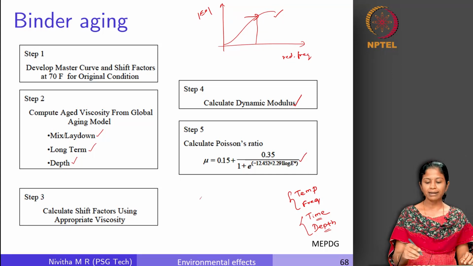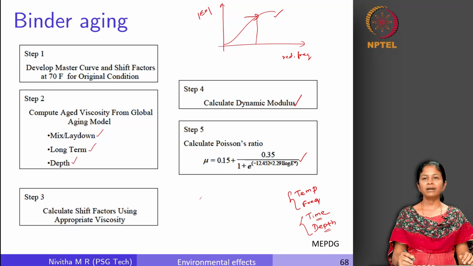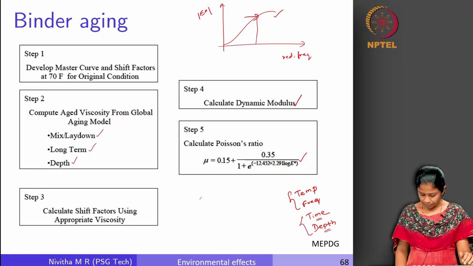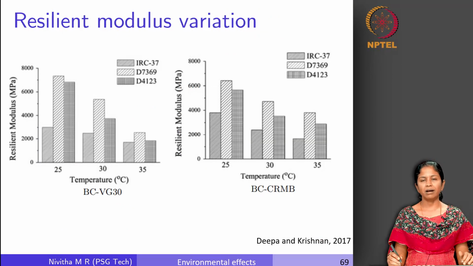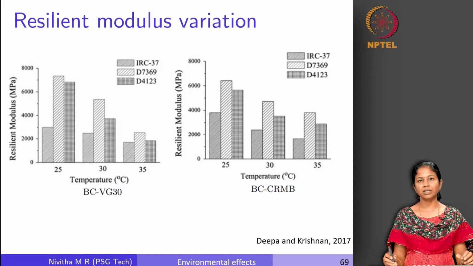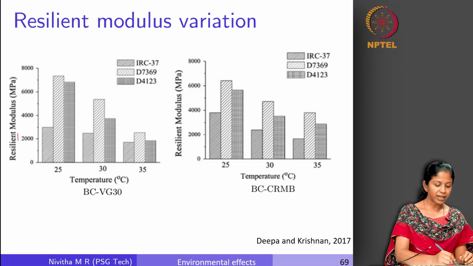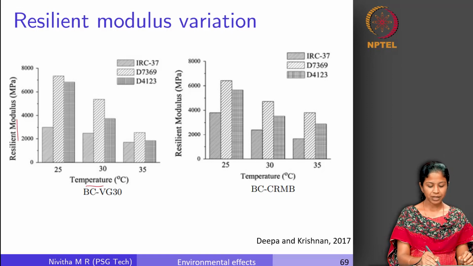So, this is the binder aging model in total, wherein we take into account all these parameters in the calculation of the dynamic modulus. Now, we will see how the modulus varies with temperature, how sensitive it is to temperature. So, this is the variation of resilient modulus with temperature.